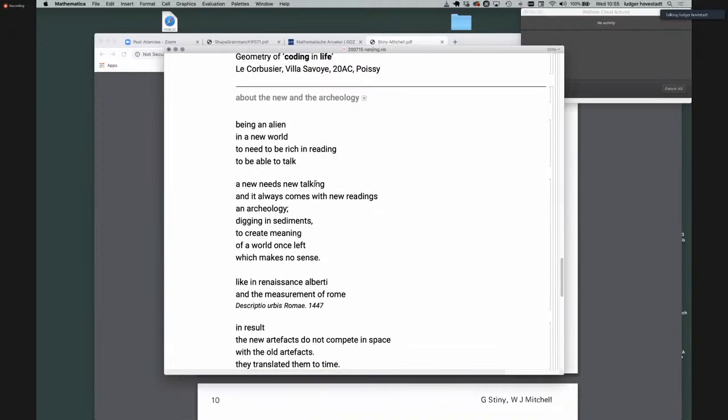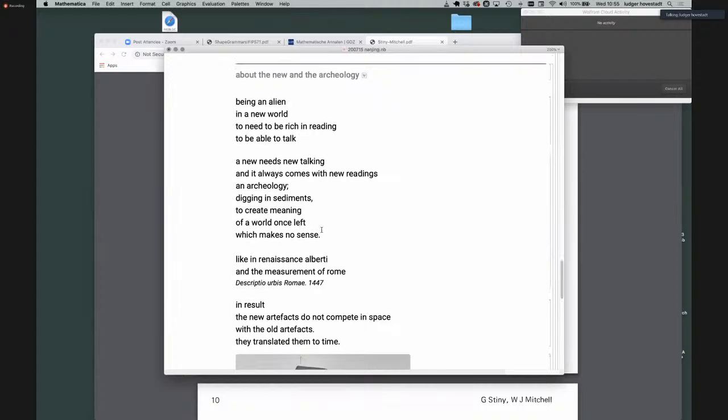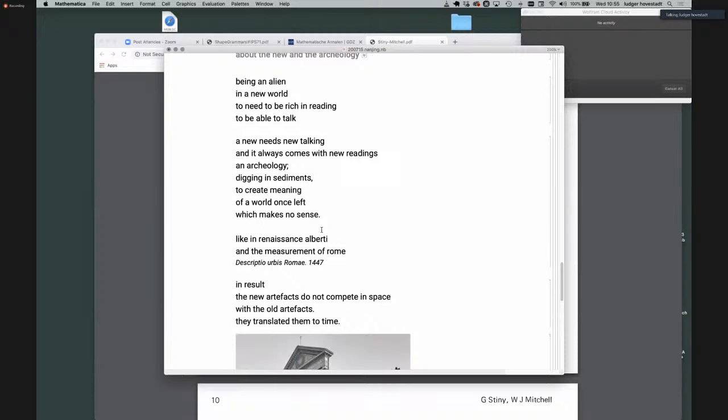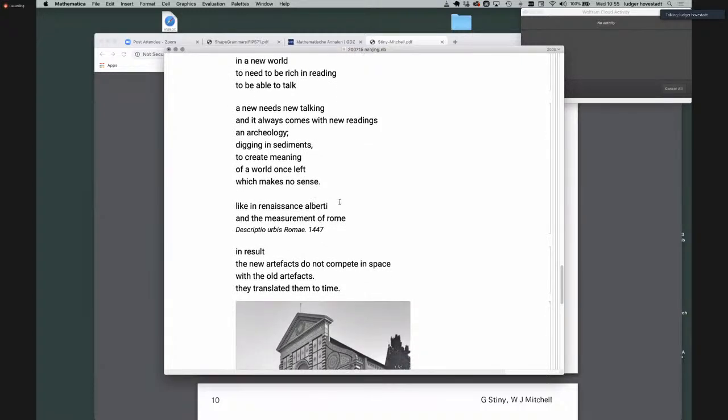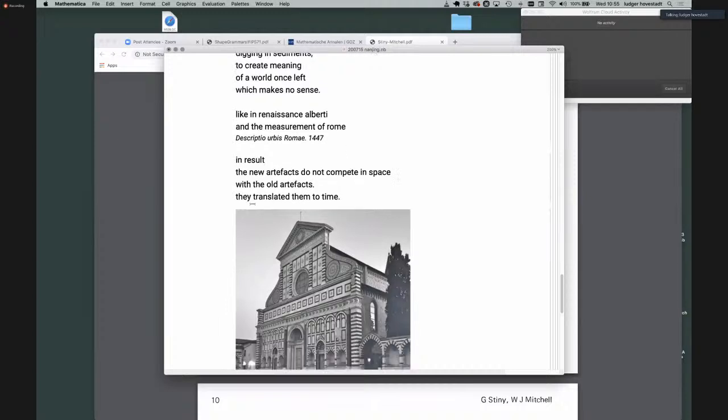A new need for new talking always comes with new readings and archaeology, digging in sediments to create meaning of a word once left, which means no sense. Like in Renaissance, Alberti and the measurements of Rome. In result, the new artifacts do not compete in space with the old artifacts. They translated them into time.